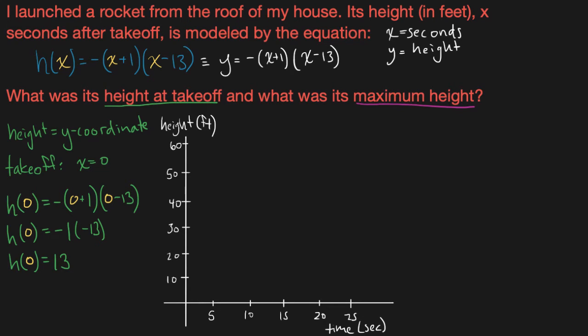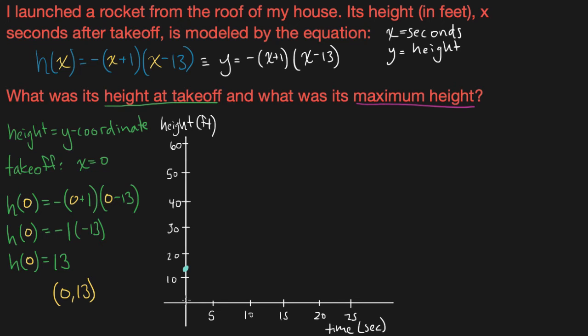And so the coordinate pair that corresponds with the height of the rocket at takeoff is 0, because that's my x value, and then 13, which is my y value. So 0, 13. Those are the coordinates of the rocket at takeoff, and so I will mark that point on my graph here. My x coordinate is 0, my y coordinate is 13, so it puts it right about there.